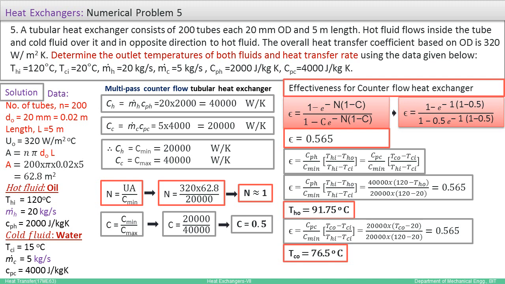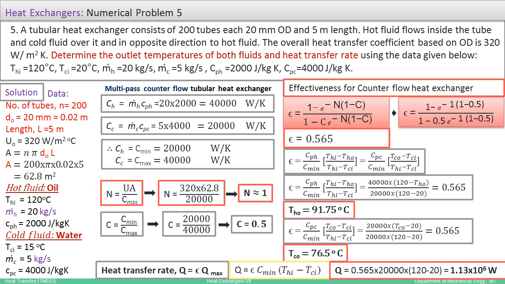And the last part asked in this question is to find out the heat transfer rate. The heat transfer rate, Q, is the product of effectiveness into Q max. Q max can be found out when you know the inlet temperatures of both hot and cold fluids, and also the minimum heat capacity. And effectiveness is found out by using it. We can find out the value of Q. So Q is now 1.13 into 10 power 6 watt.